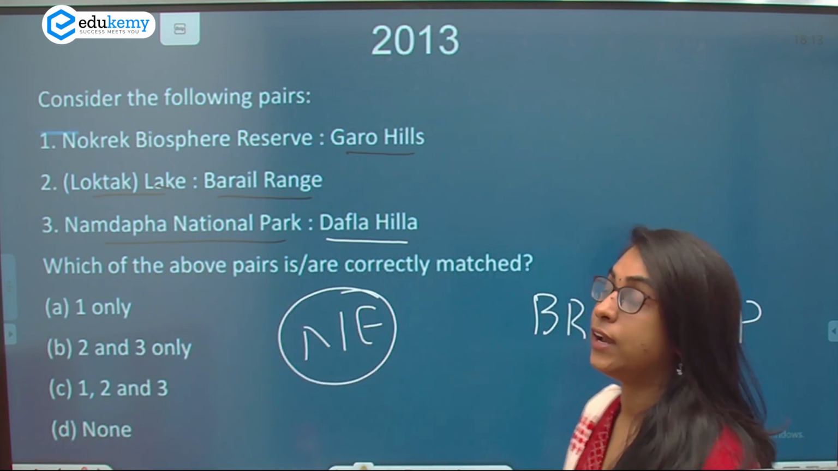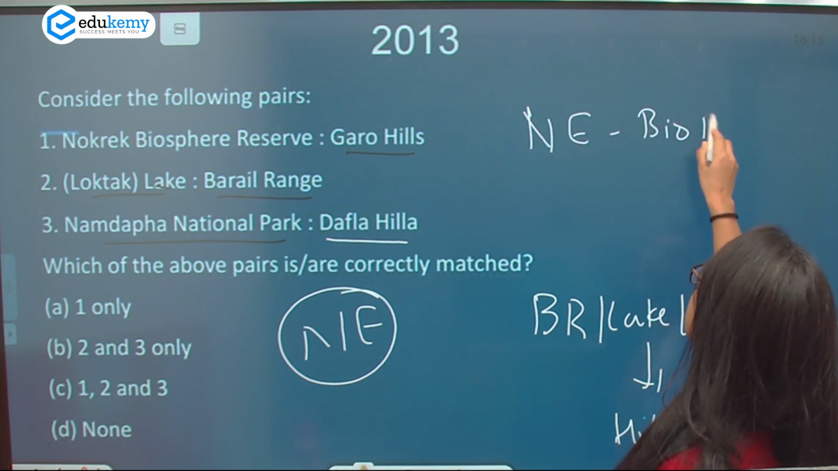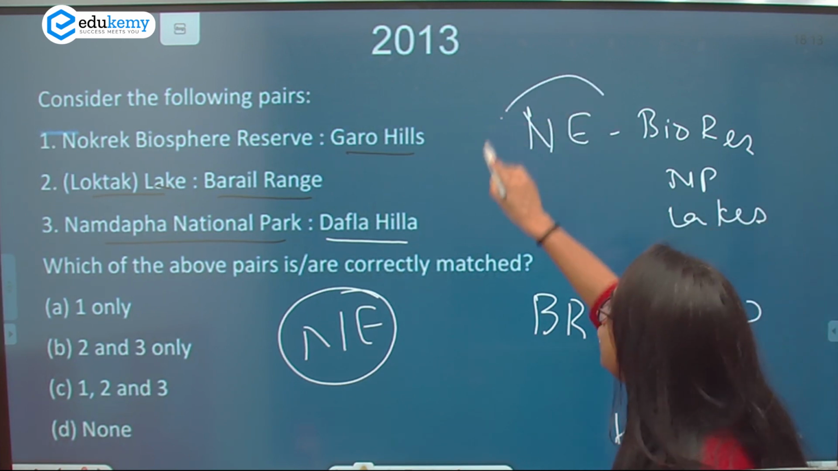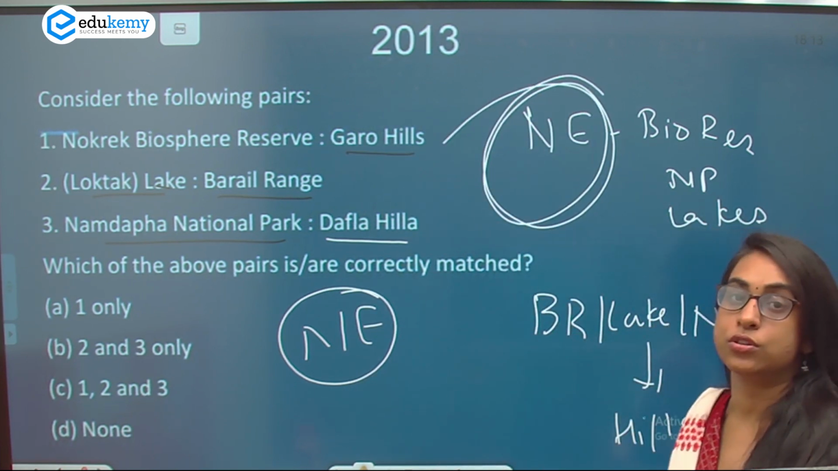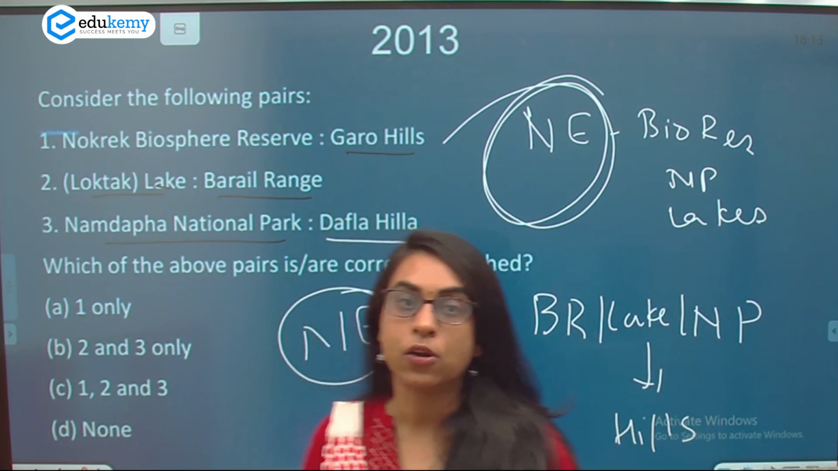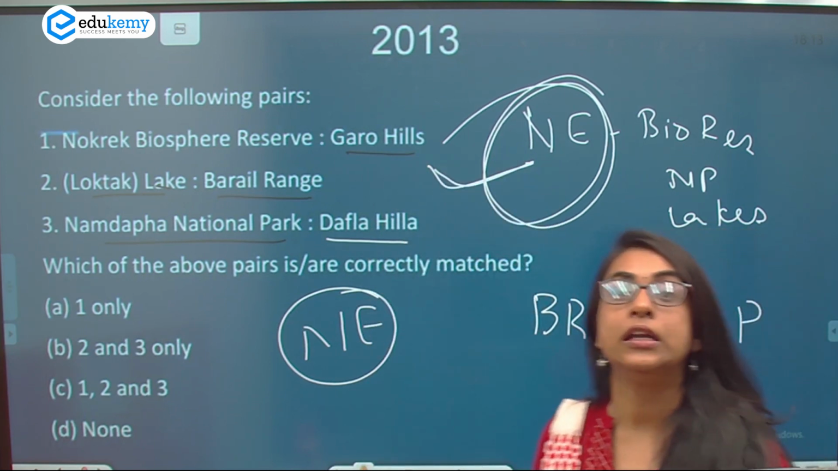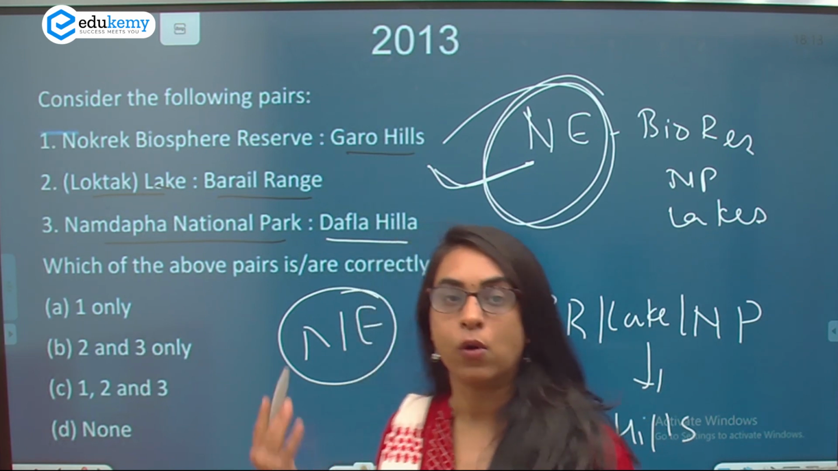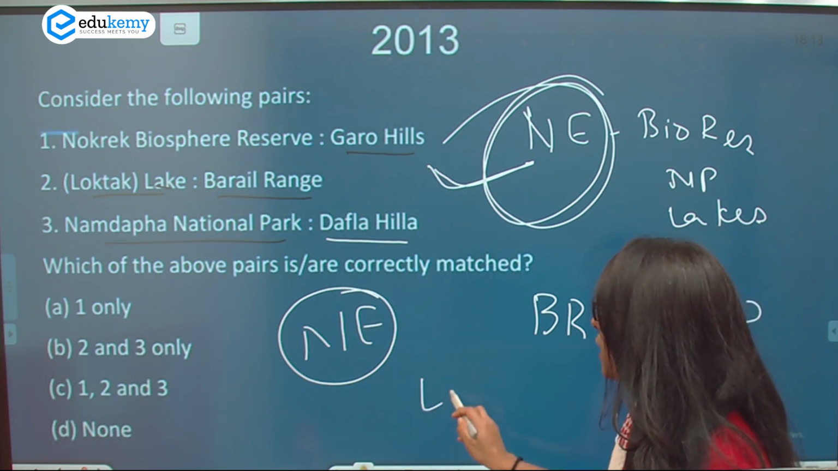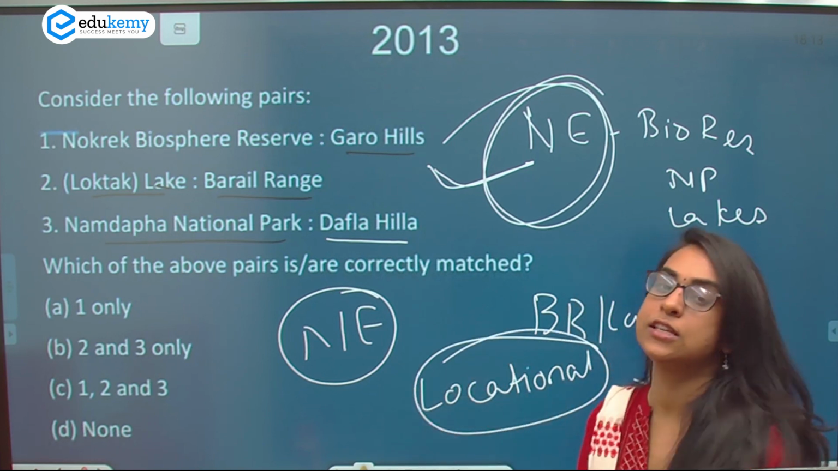However, we need to identify that northeast biosphere reserves, the national parks, the lakes, this is a repeated theme in the examination. So a student should be well versed not only of these regions but also other different regions. So a student should focus on the important areas of the northeast. Now coming back to this question, it required a deeper location analysis, that which feature is where. So a locational analysis was needed.